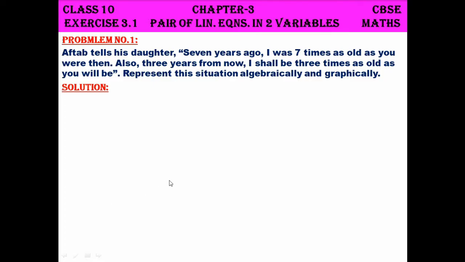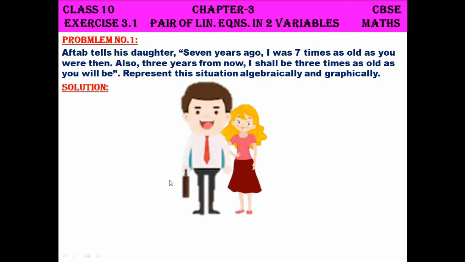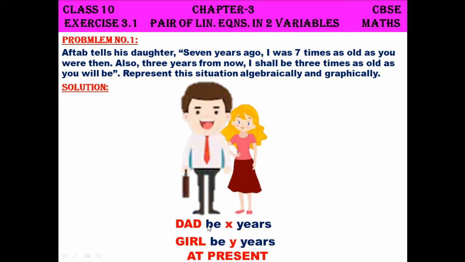The situation is all about the ages of a father and his daughter, isn't it? I can take the present age of the father to be x years and the present age of the girl to be y years. This will be my assumption, because the problem is about the ages of the daughter and her father, right?